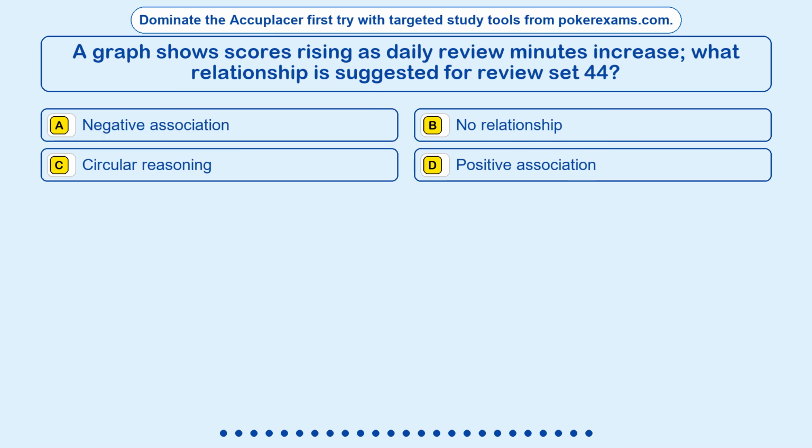Question 25. A graph shows scores rising as daily review minutes increase. What relationship is suggested for review set 44? Option A. Negative association. Option B. No relationship. Option C. Circular reasoning. Option D. Positive association.